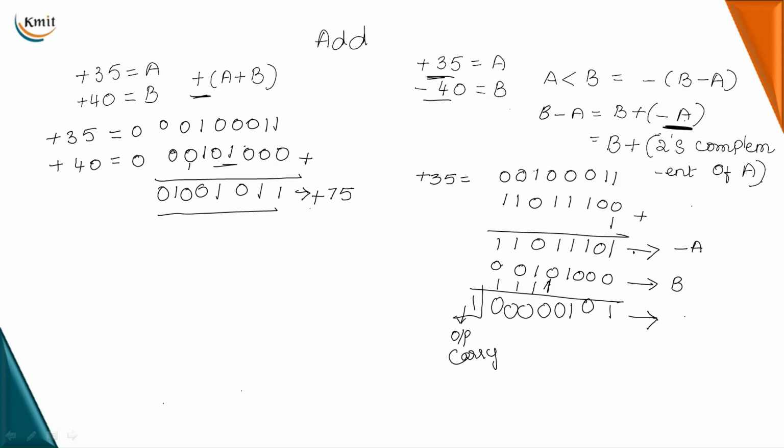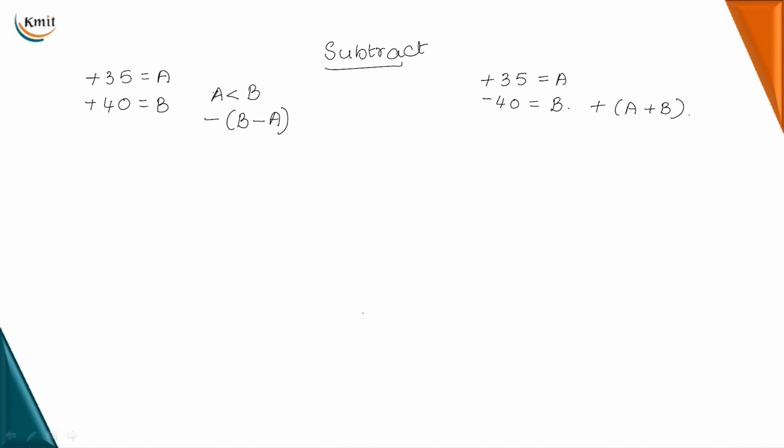So what is your result? 5. So what should be your sign? Here the sign should be minus, so minus 5. So this is how you perform an addition operation on sign magnitude data. Next, we will see how to perform a subtraction operation on sign magnitude data.